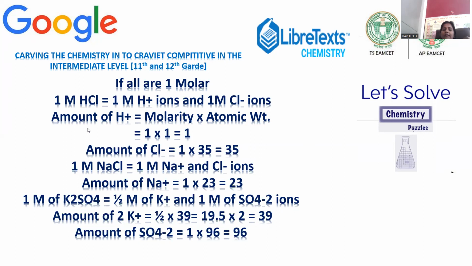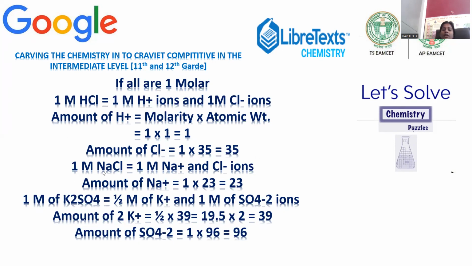If you want to calculate the amount, the weight of H plus is molarity multiplied by atomic weight. Molarity is 1, and the atomic weight of hydrogen is 1, so the amount of H plus is 1 multiplied by 1, that is 1. Then the amount of chloride: molarity is 1, the chloride ionic weight is 35, so 35 multiplied by 1 is 35.